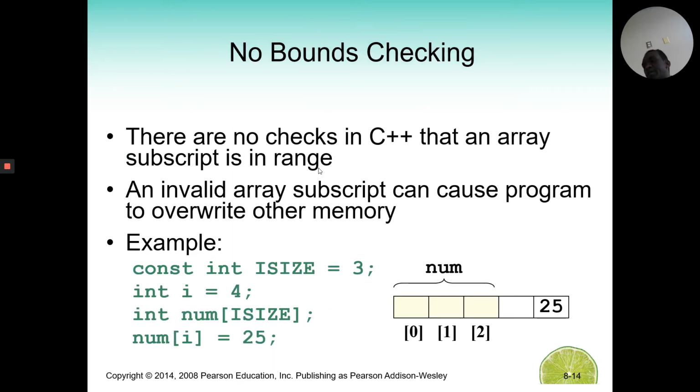No bounds checking, so there are no checks in C++ that an array subscript is in range. An invalid array subscript can cause a program to overwrite other memory. You have this checking in Java and also in Python. So for example, you say constant int ISIZE equals 3, int i equal to 4, int num[ISIZE], then num[i] equals 25.